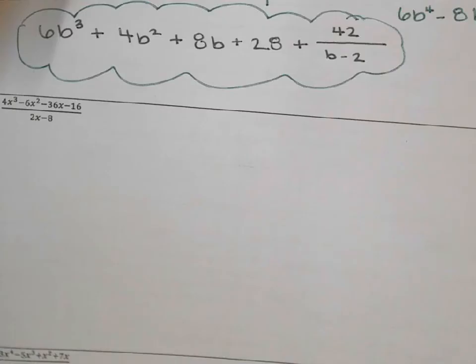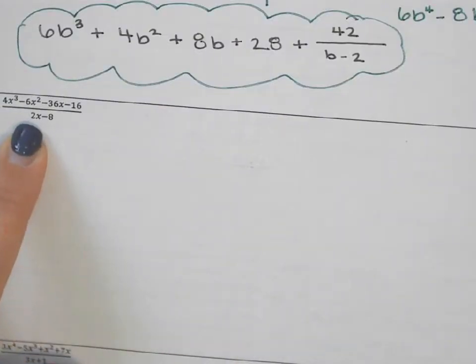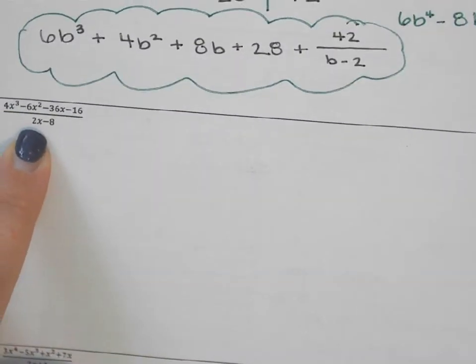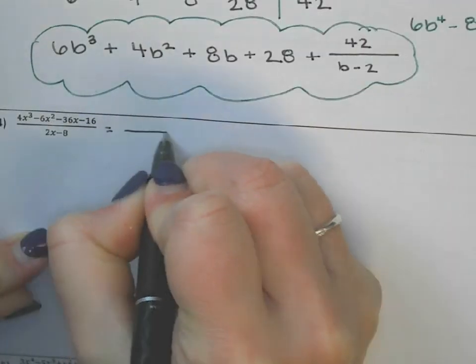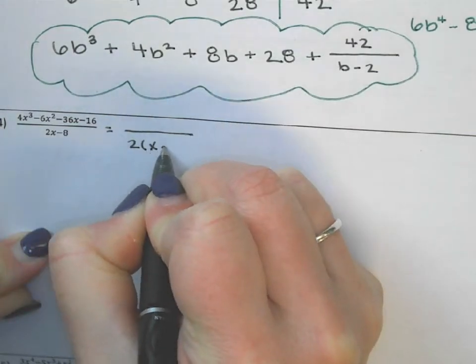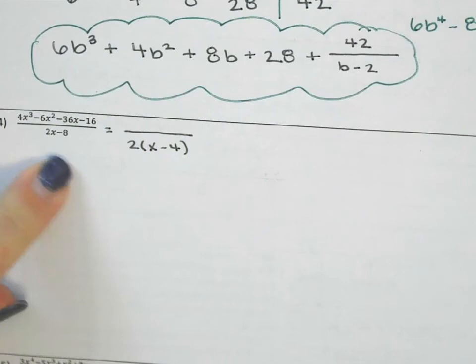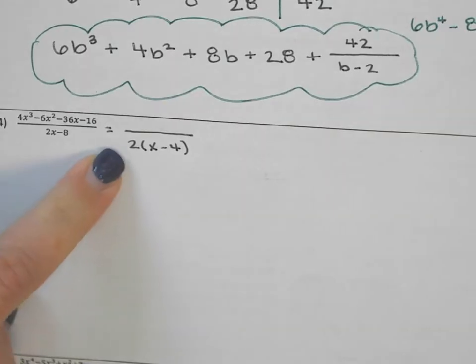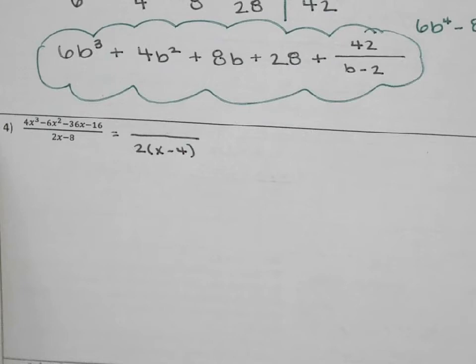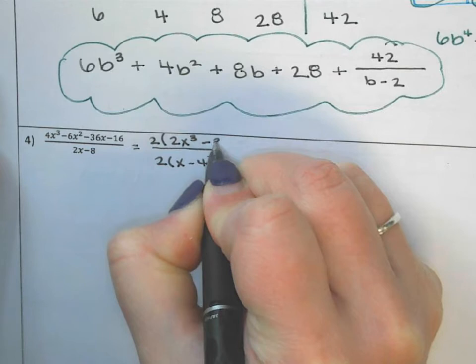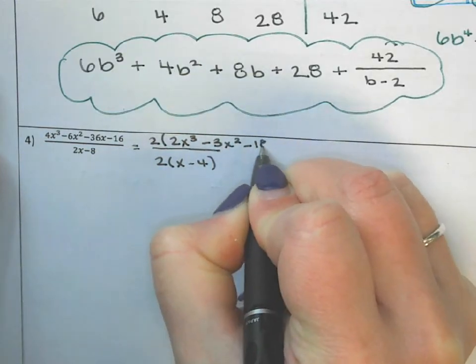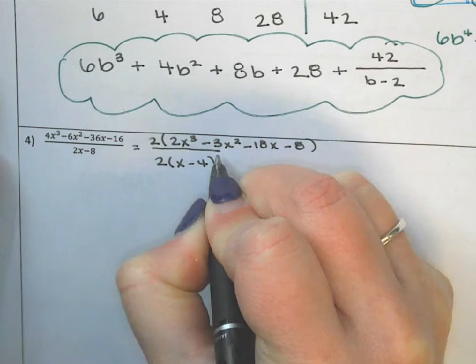It has a coefficient before the x on the bottom. That 2 there doesn't allow it to be set up for synthetic division. However, I can rewrite this as 2 times x minus 4. I can factor out a 2 from both of those terms. Is that okay? I can factor out a 2 on top too, and I'd get 2x to the third minus 3x squared minus 18x minus 8.